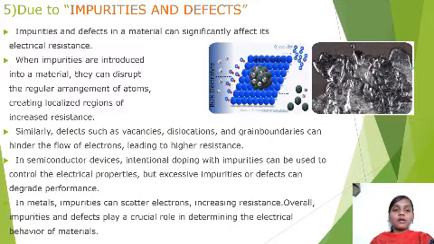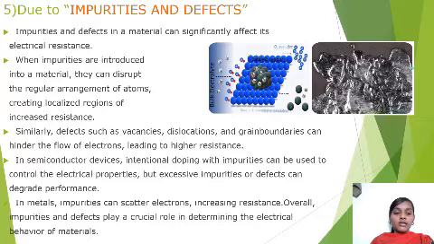We are going to discuss impurities and defects. Impurities and defects in materials can significantly affect electrical resistance. When impurities are introduced into a material, they can disrupt the regular arrangement of atoms, creating localized regions of increased resistance. Similarly, defects such as vacancies, dislocations, and grain boundaries can hinder the flow of electrons, leading to higher resistance. In semiconductor devices, intentional doping with impurities can be used to control the electrical properties, but excessive impurities or defects can degrade performance.